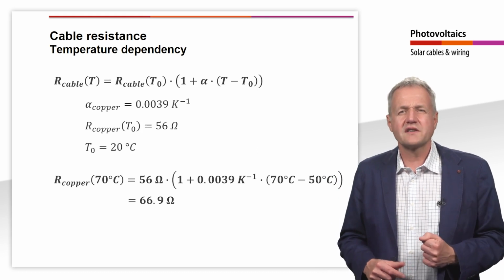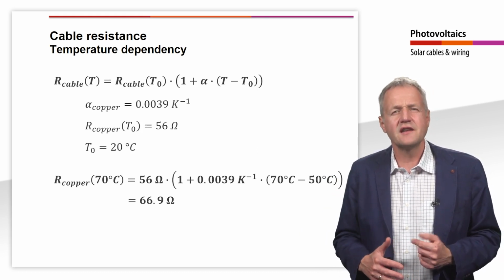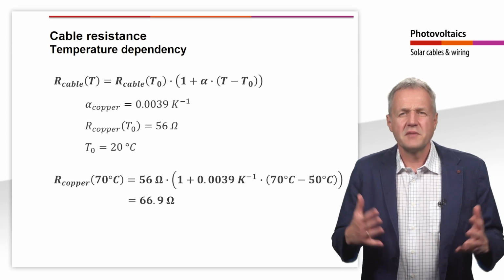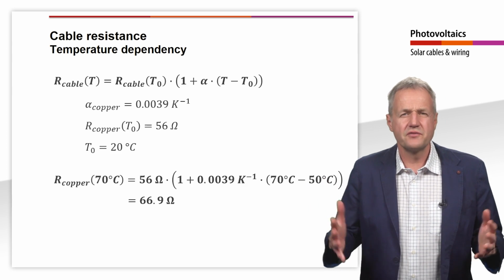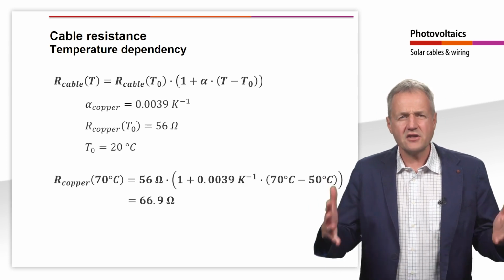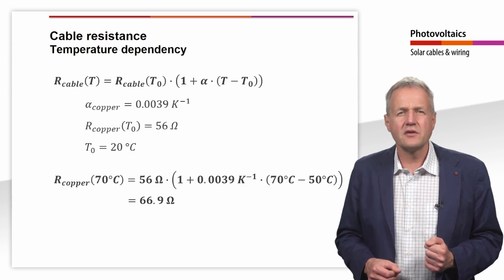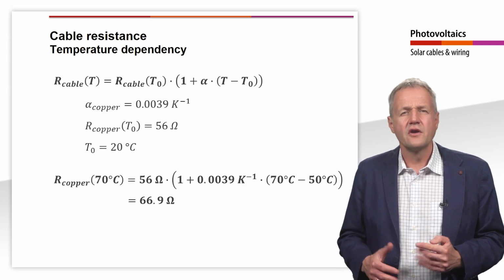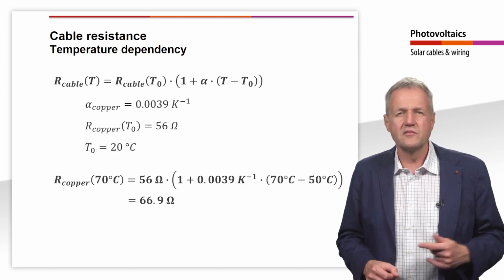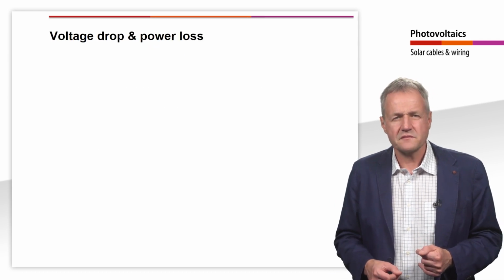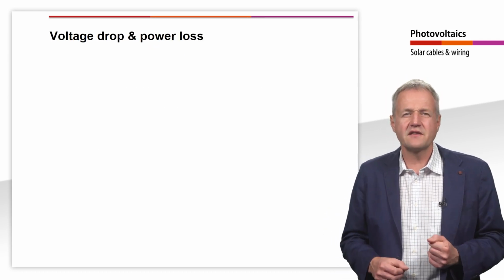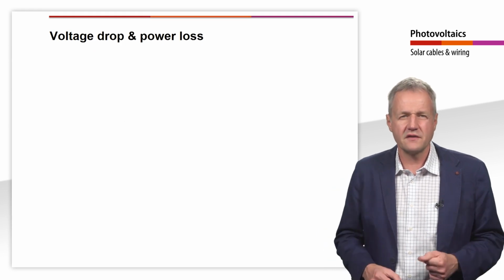Of course, assuming a temperature of 70 degrees Celsius is an extreme value. The major part of the cable is not on the back of a module and will not reach this temperature. Especially for the main DC cable, which does not run on the roof, room temperature may be assumed for the following considerations. We can now calculate the resistance of the cables in our PV system.